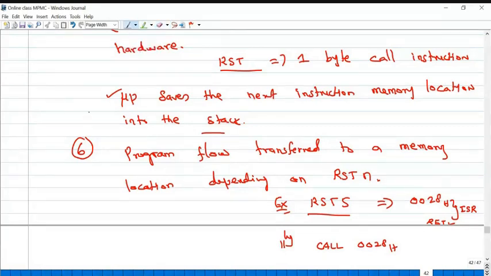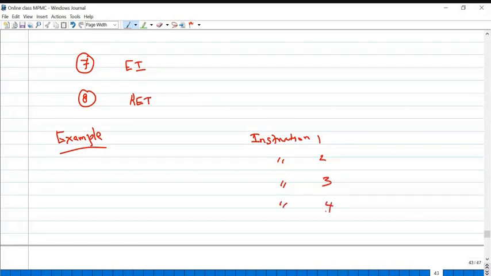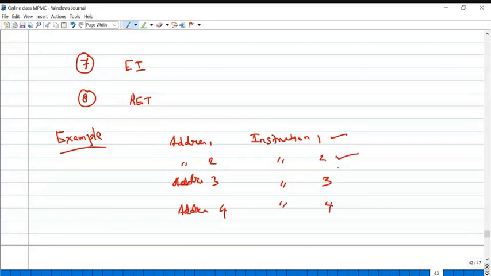I'll give you just one example. I'm writing the instructions: instruction 1, instruction 2, instruction 3, instruction 4. They are stored in some address locations: address 1, address 2, address 3, address 4. Let us assume the processor has completed executing this instruction, and is now currently executing this particular instruction.